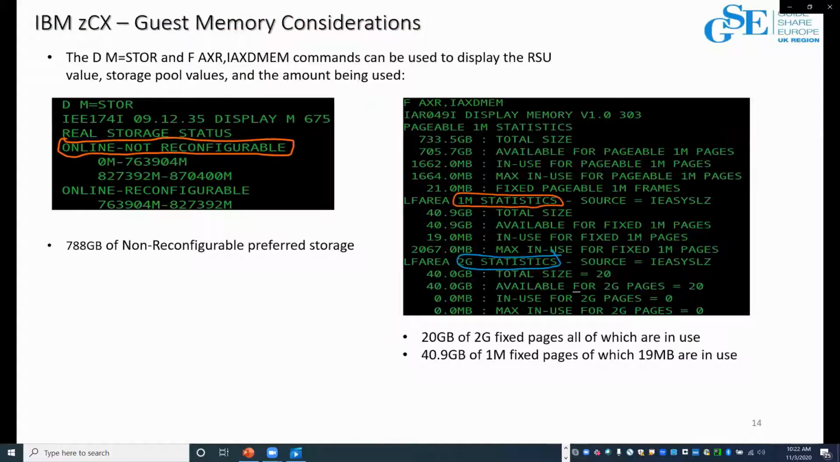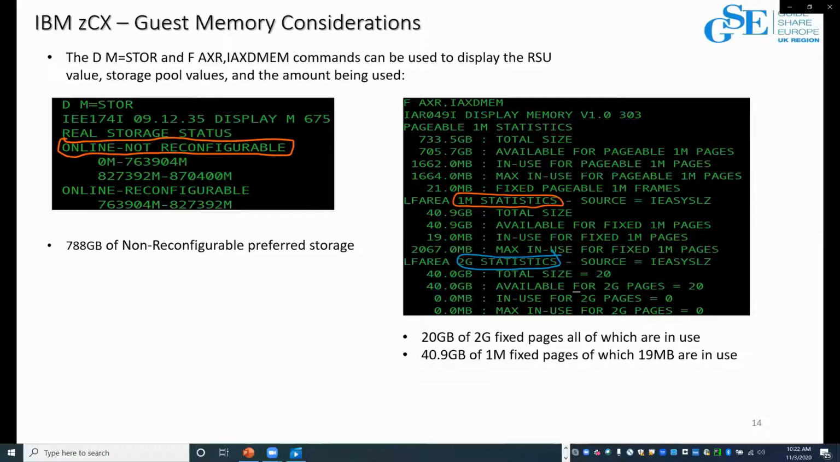This chart covers some display commands that you can use to determine how much memory you actually have on the system that could be used by zCX. The first command is display m equals store. And you can see, circled in orange, you want to look at non-reconfigurable storage. So that's the preferred storage. In this case, adding up those two ranges, you can see we have 788 gig of non-reconfigurable preferred storage. So that's what zCX can use for 1 meg fixed or 4K pages.